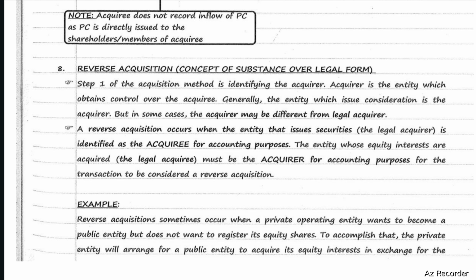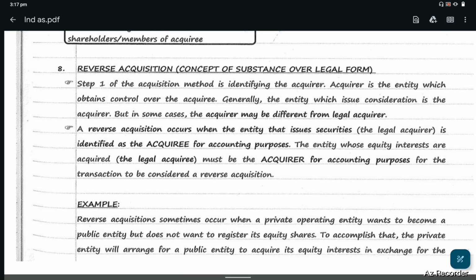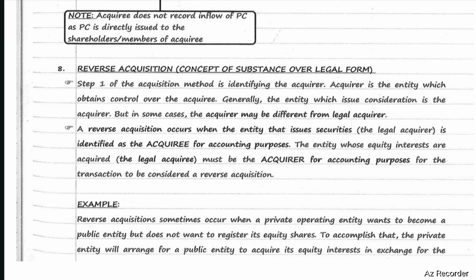That means here there are two parties, legal acquirer and accounting acquirer, and legal acquiree or accounting acquiree. In case of reverse acquisition, legal acquiree will be accounting acquirer.